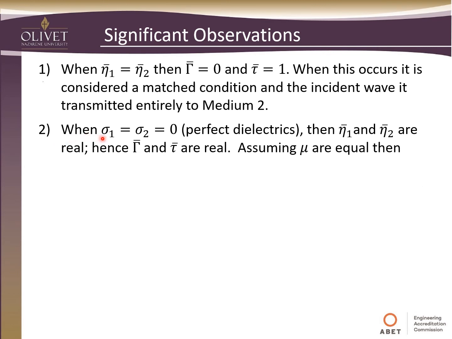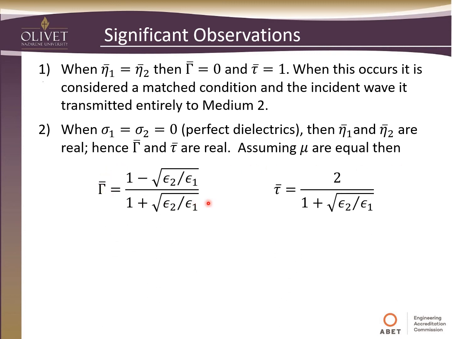When our conductivities are equal to 0 on both sides, that is, they are both perfect dielectrics, then the intrinsic impedances are both real. Therefore, our reflection coefficient and our transmission coefficient are both real. Assuming the permeabilities are equal, there are no magnetization effects. We're not dealing with any magnetic materials. Assuming that, we can rewrite our reflection and transmission coefficients in terms of just the permittivities of each material, the permittivity of medium 1 and the permittivity of medium 2. We plug those in, and we can get them both. That's if we're dealing with perfect dielectrics on both sides.